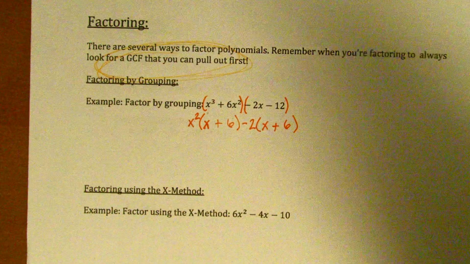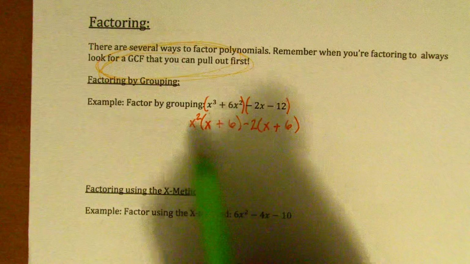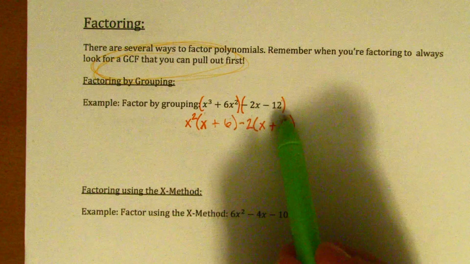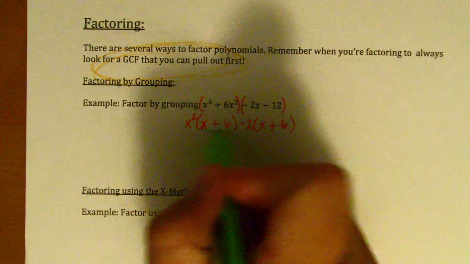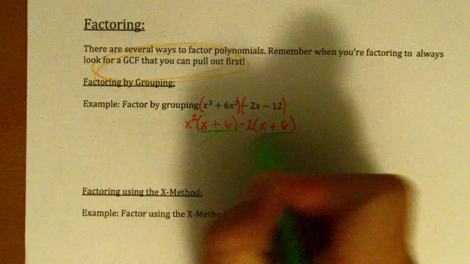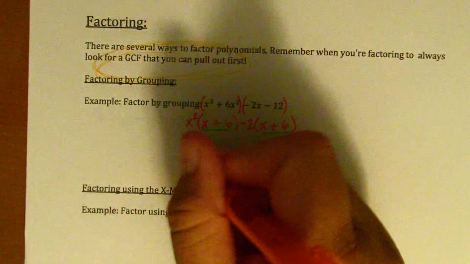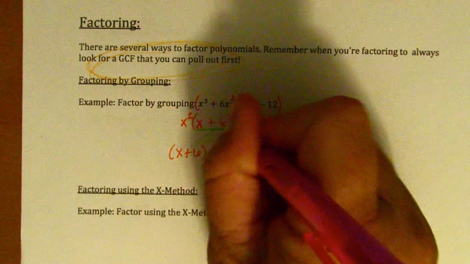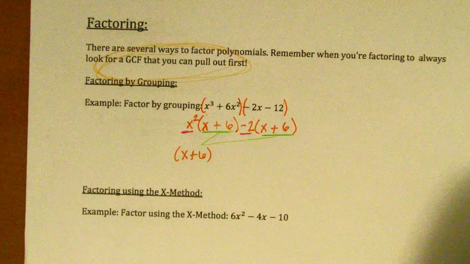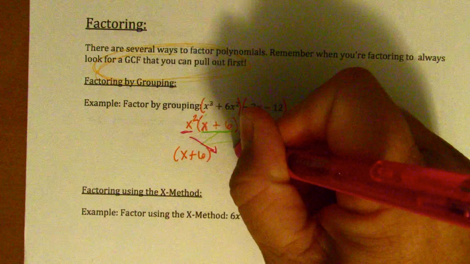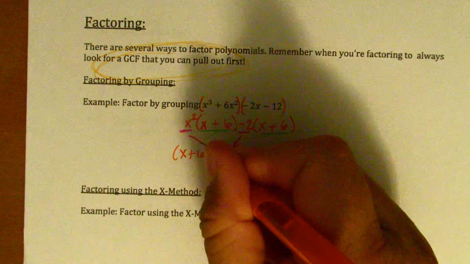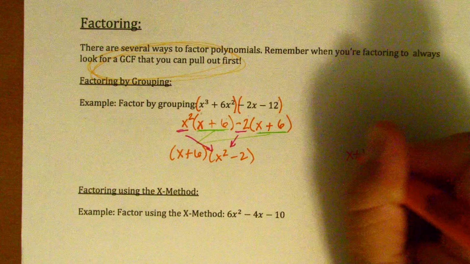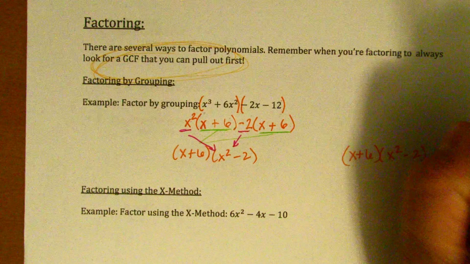So far, so good. And what we're going to be doing now is, if you look at this as a whole term and you look at this as a whole term, they both have a common factor of x plus 6. So we're going to pull that out. And what's left is x squared minus 2. And now it's factored. So my answer is x plus 6, x squared minus 2.